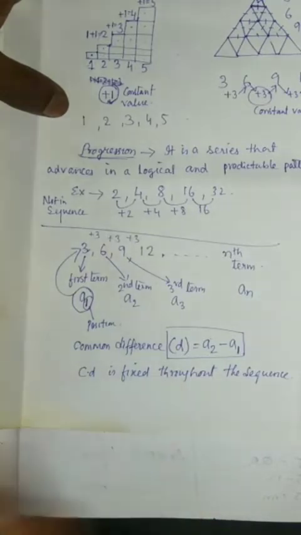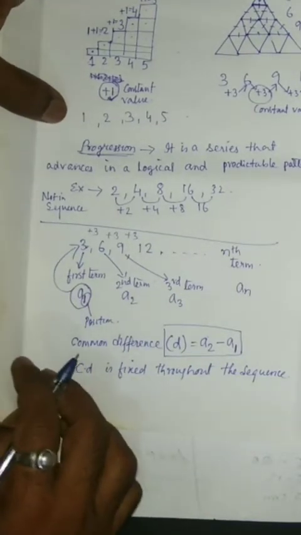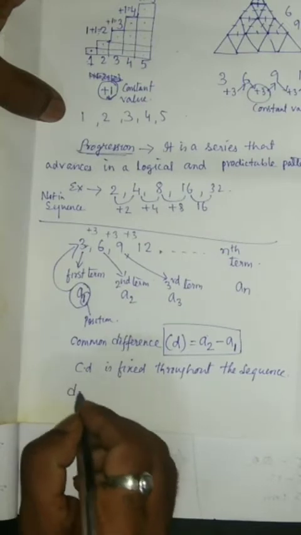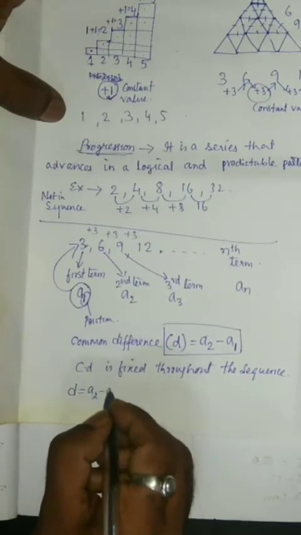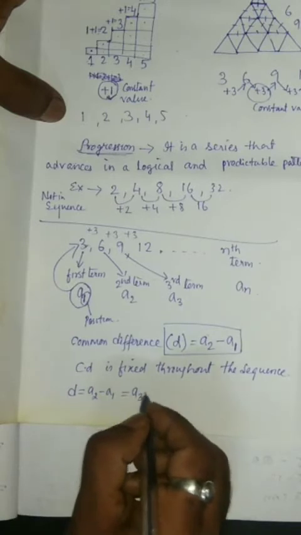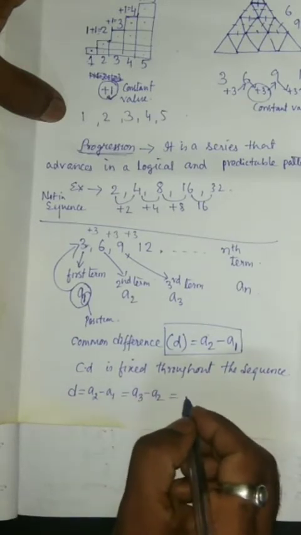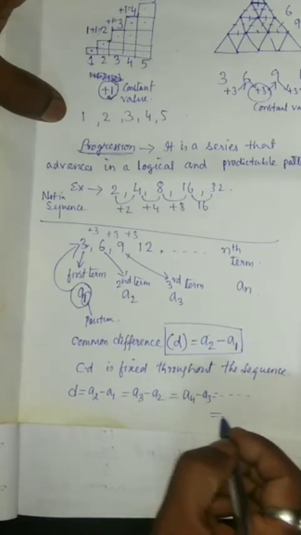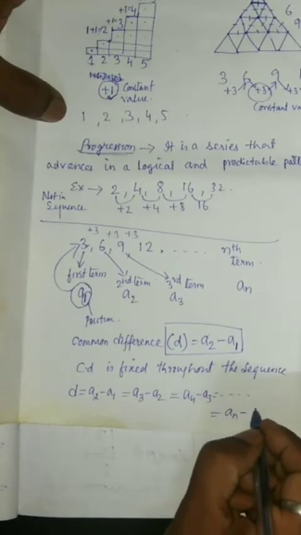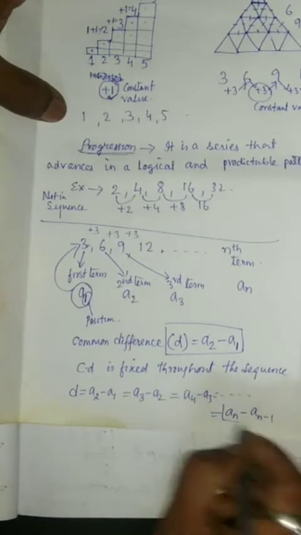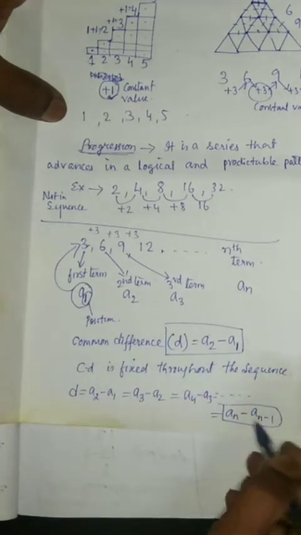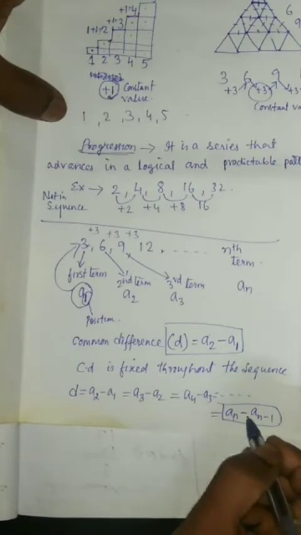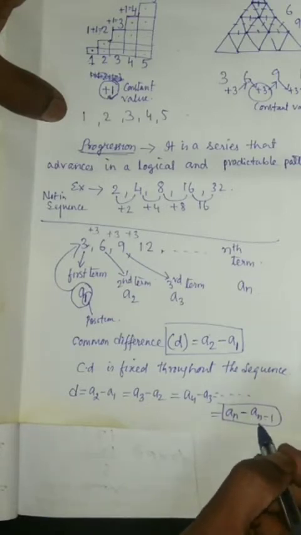Okay, student? So we can write the formula in another way also. D is also equal to A2 minus A1, which is also equal to A3 minus A2, equal to A4 minus A3, and our last term becomes An minus A(n-1). Okay, student? If I put here 10 minus 1, it will become 9. So this is how we find the common difference.